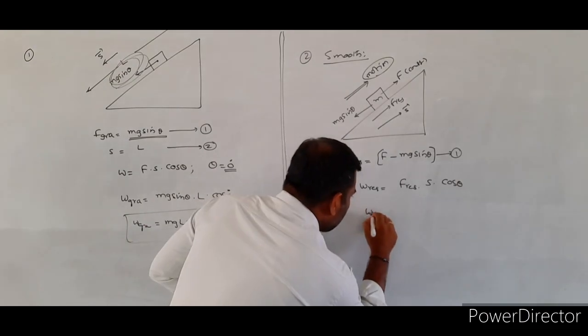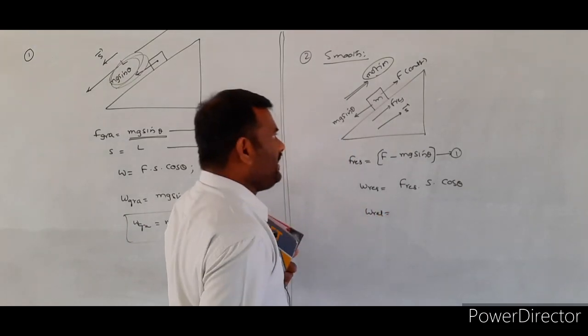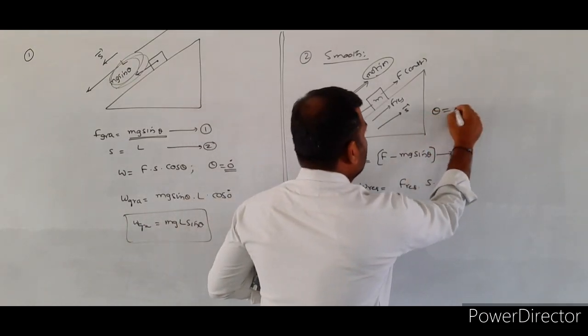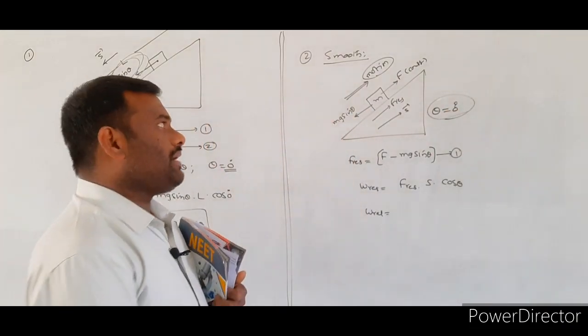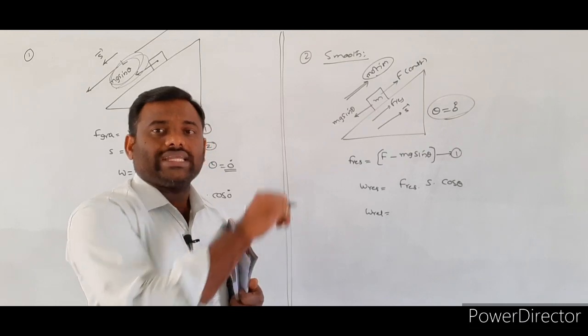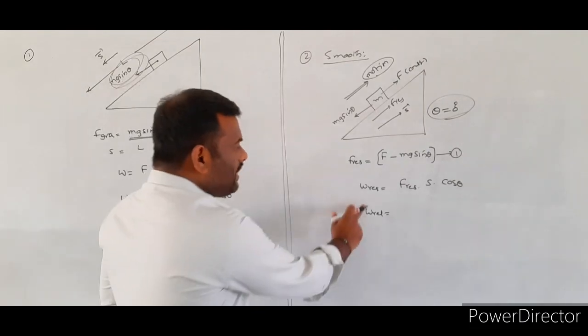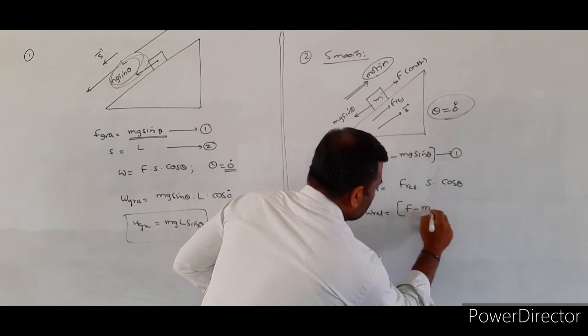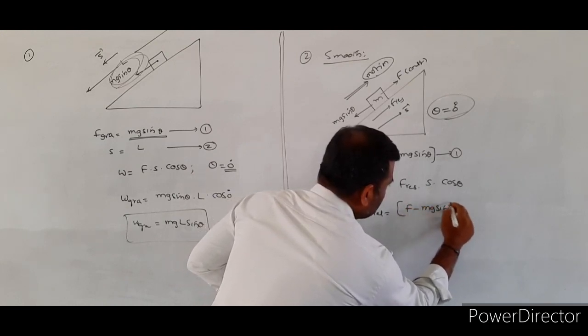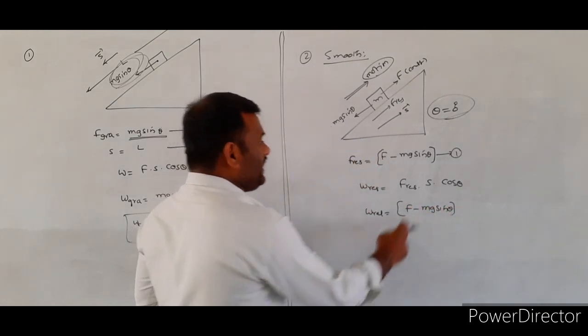Therefore, work done by the resultant force is equal to F resultant into displacement times cos theta. Theta value is equal to what? 0, since the net force will be acting up the plane and the displacement is also acting in the upward direction. What is the resultant force magnitude? F minus mg sin theta.